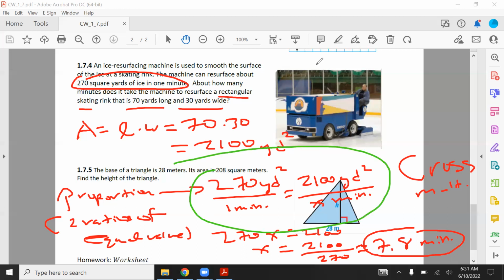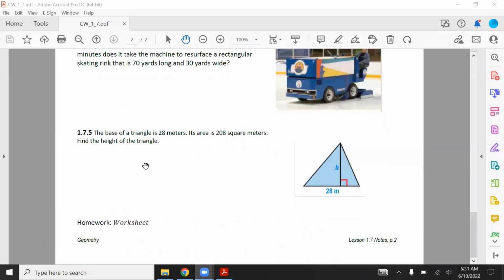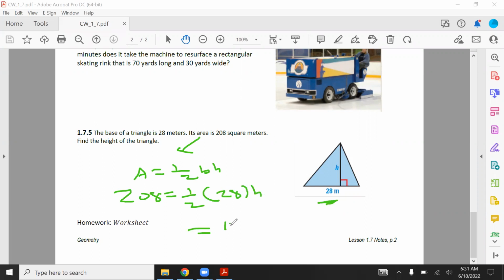All right, last problem. The base of the triangle is 28 meters. Its area is 208 square meters. Find the height. So you got to work a little backwards. Area is 1/2 times base times height. The area total is 208. The base is given to you here. It's 28. You got to solve for height. Half of 28 is 14.